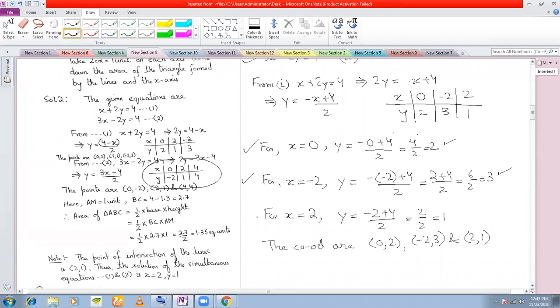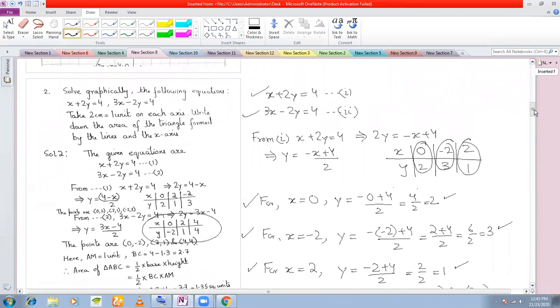And then I took plus 2 and I got y is equal to 1. Even that is acceptable. So I got three coordinates. The first coordinate was 0, 2, the second was minus 2, 3, and the third was minus 2, 1. So I wrote the three coordinates here.